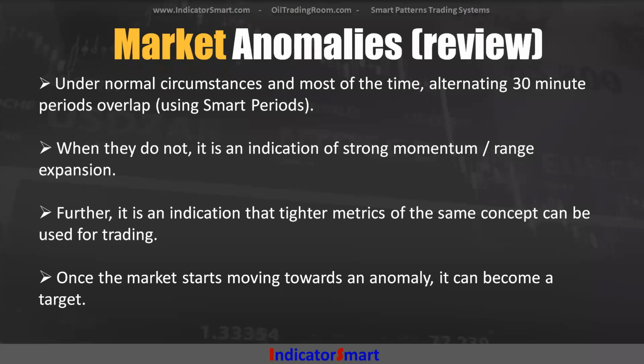So let's go over these principles again. Under normal circumstances, and most of the time, alternating 30-minute periods overlap or they get closed. And when they do not, when it leaves a gap, it's an indication of strong momentum and range expansion, or trend. Further, it's an indication that tighter metrics of the same concept can be used for trading. On the next slide, we're going to go to a tighter metric. So once the market starts moving towards an anomaly, it can become like a target. Just recapping all those.